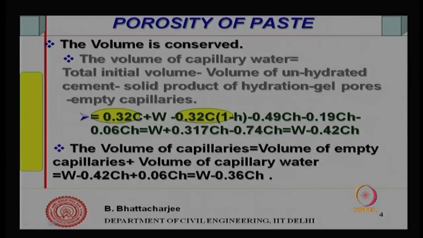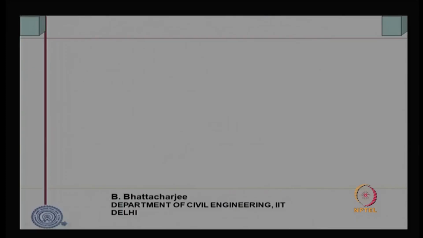Thus, the total volume of capillaries will be the volume of empty capillaries plus the volume of capillary water, and if I sum up W minus 0.42 CH plus 0.06 CH, I get W minus 0.36 CH. So, the total volume of capillaries in the system will be W minus 0.36 CH. Thus, I can get an expression for capillary porosity.